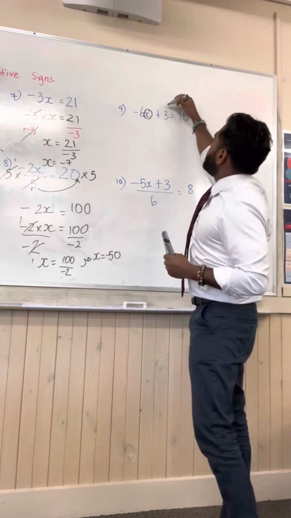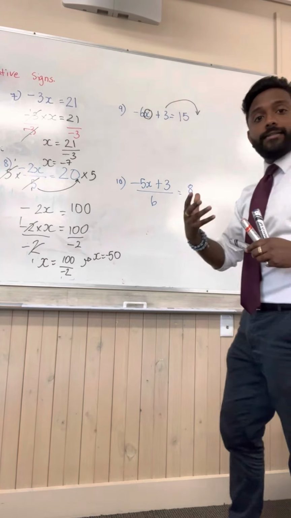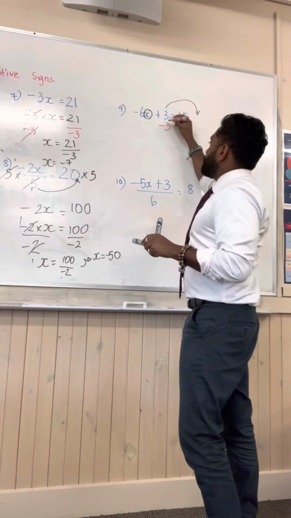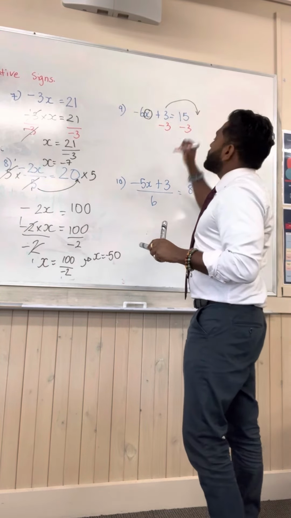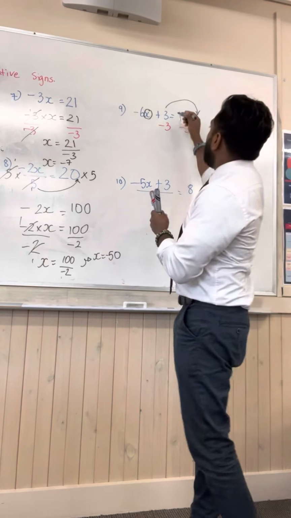So first you need to bring this over here. What's the opposite of plus 3? It's going to be minus 3. And then whatever you do to the left-hand side, you do to the right-hand side. So you got here plus 3. So these two cancel out.